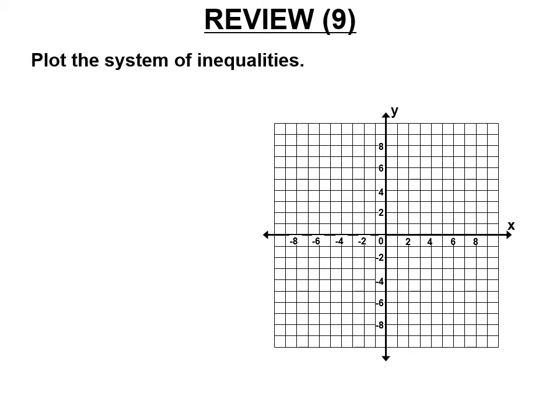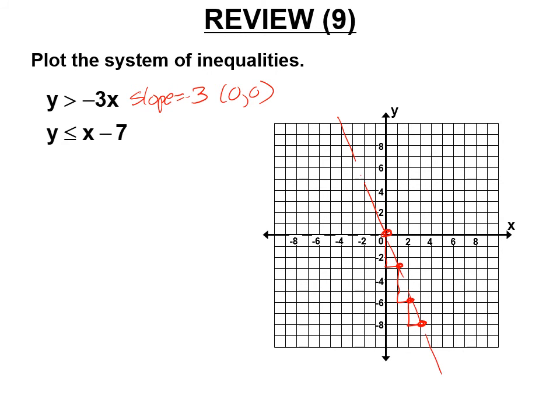All right, so we're going to plot a system here. And the system is, first one is y is greater than -3x. So the slope, right, is -3. And the y-intercept is 0, 0. Slope of -3, down 3 over 1. Like that. And it's dashed because it's greater than, not equal to. Arrows on the ends, and we're going to be shading up here above the line.